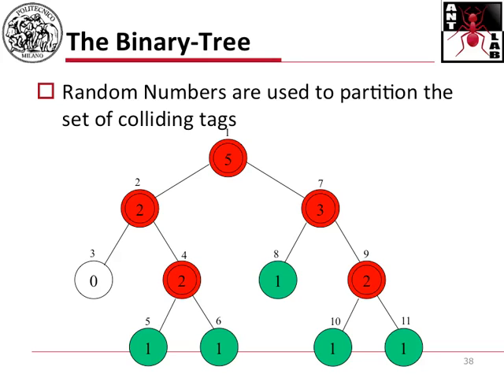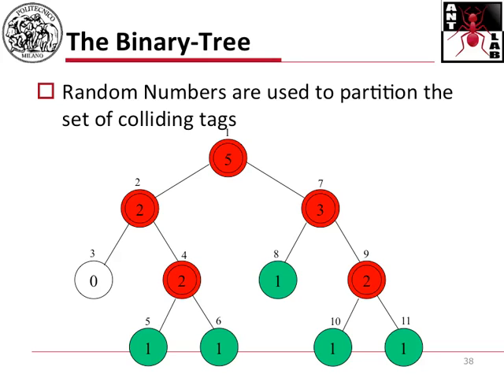So whenever a slot is collided, you split randomly into subgroups the collision set, so the number of tags which are collided. And you keep doing that as long as you have tags which need to be resolved. Clear? Okay, so let's see how this can be implemented.